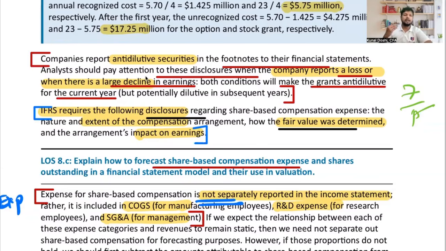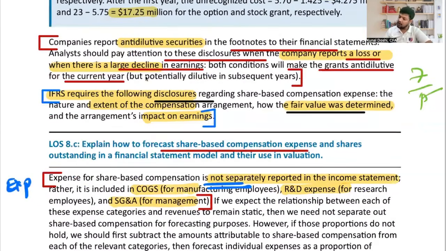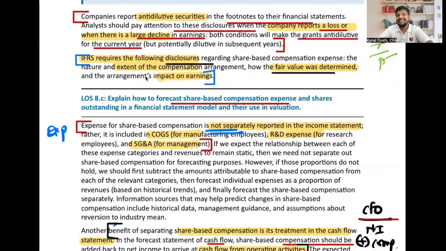Now, are we going to see any share-based compensation separately in the financial statements? No, because they are part of the employee compensation. Either they are recorded in cost of goods sold if it's a manufacturing company, manufacturing employees' compensation, or in selling, general and admin if it's management-related compensation. So you won't see them as a separate line item. You will see that already adjusted along with the other compensation that you give to the employees.